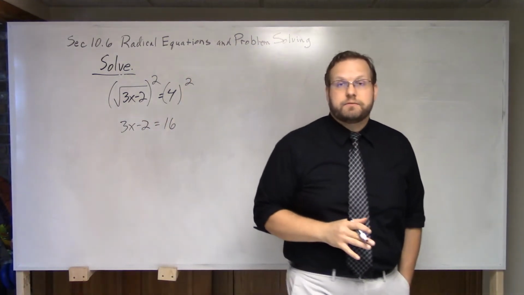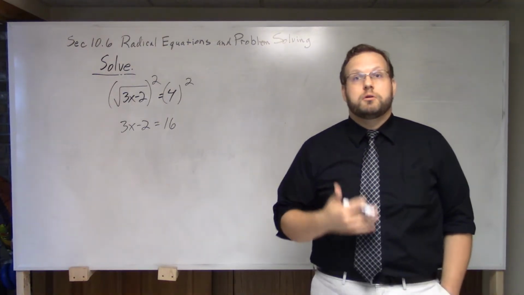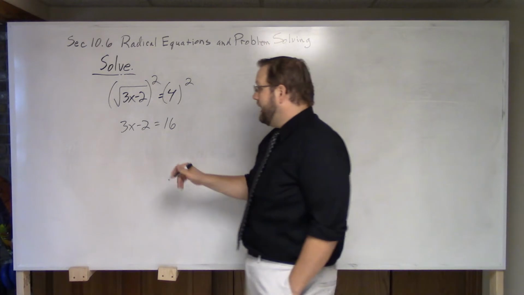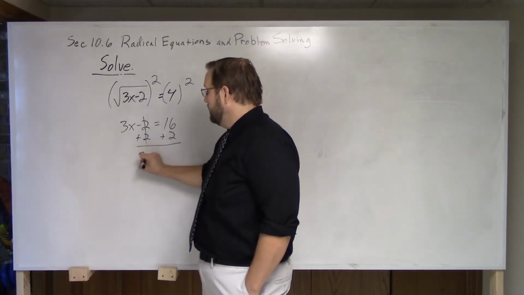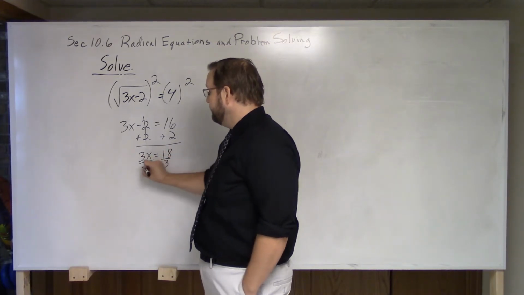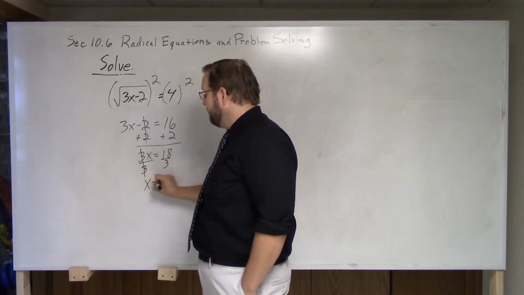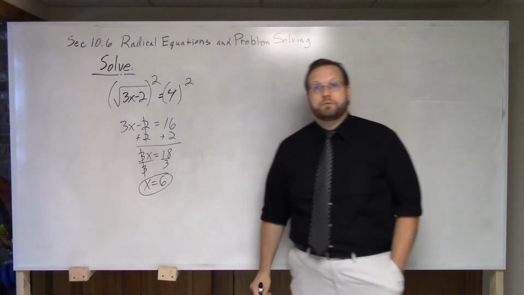And look at how nice of an equation we end up with. Now it's just back to normal equation solving. So I'm going to add that 2. And then divide by 3. And we get x equals 6.